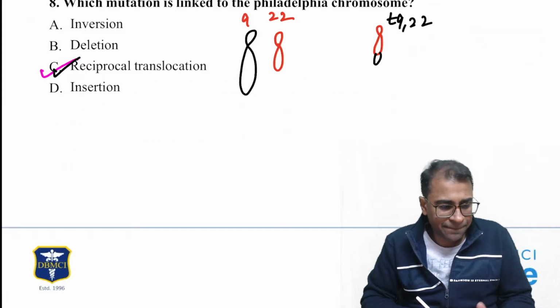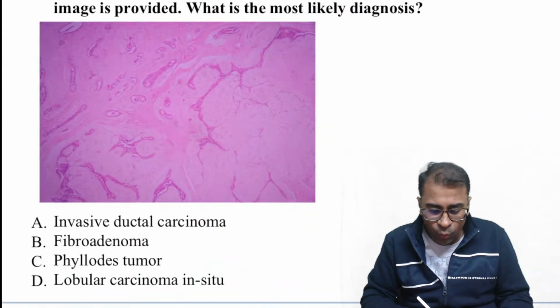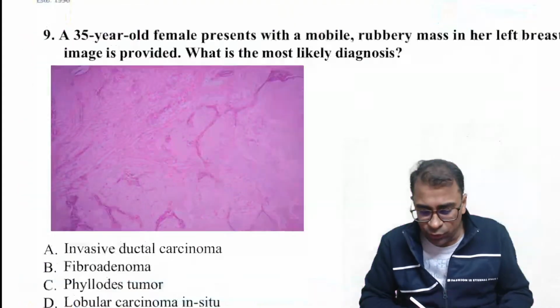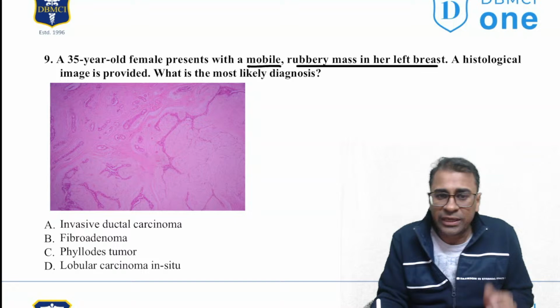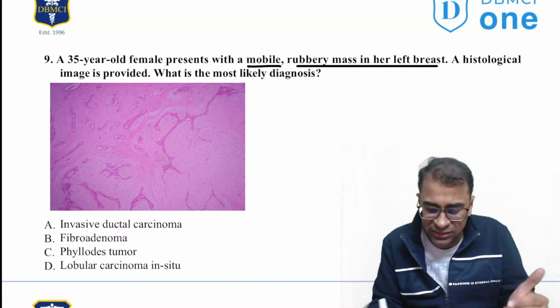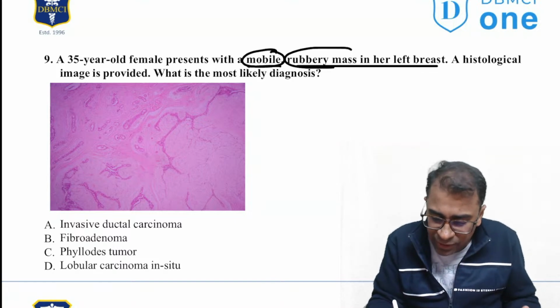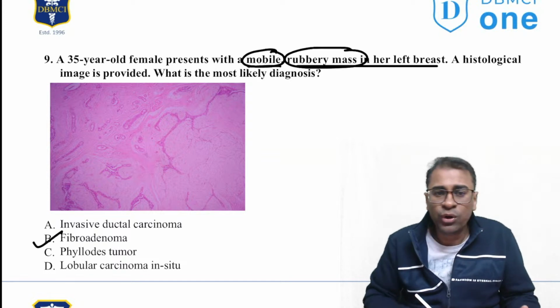Okay, let's go. Now, what is this? Look, this is a typical mobile rubbery mass in the left breast. So even if you don't know what the image is, it is a mobile and rubbery mass. It has to be fibroadenoma.